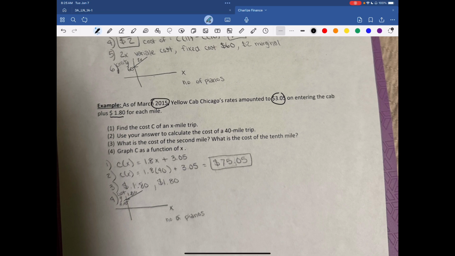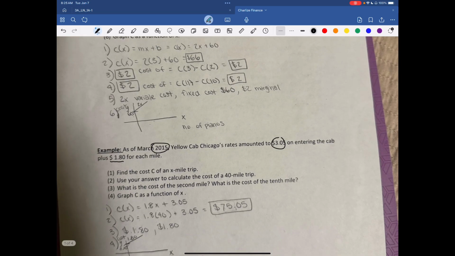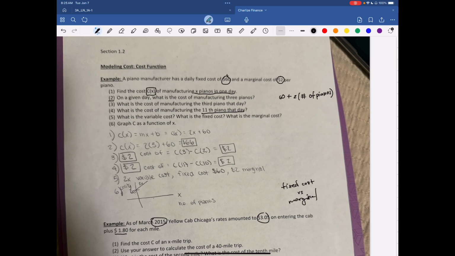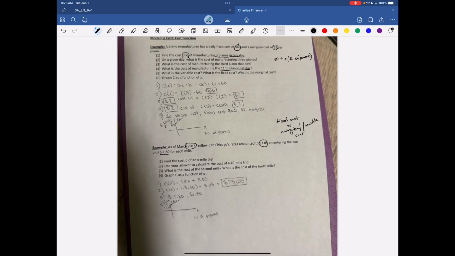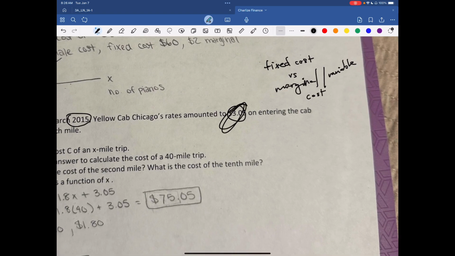So the good thing about these examples is that it's pretty easy to figure out which is the fixed cost versus, I think it was, the marginal cost. I'm not sure exactly on the definition of the variable cost. So you can kind of imagine this.